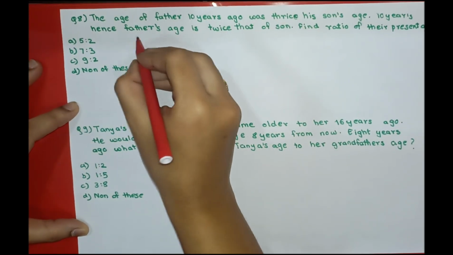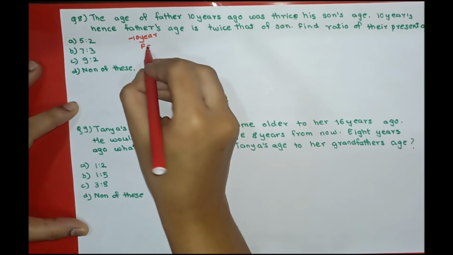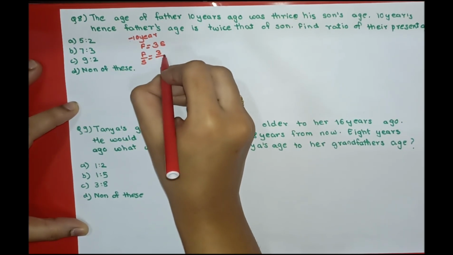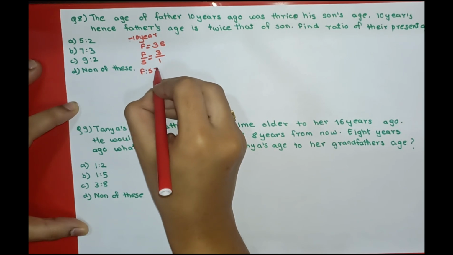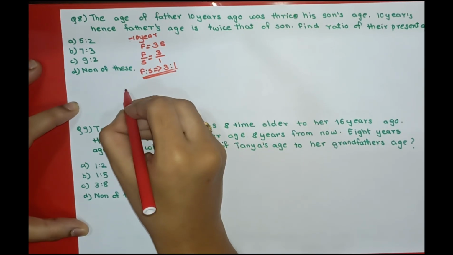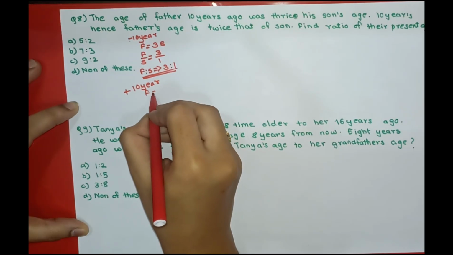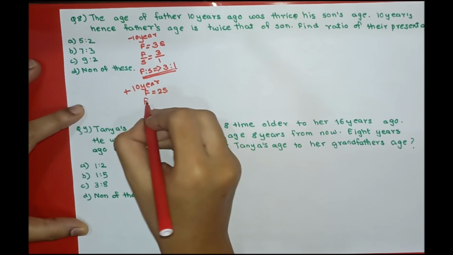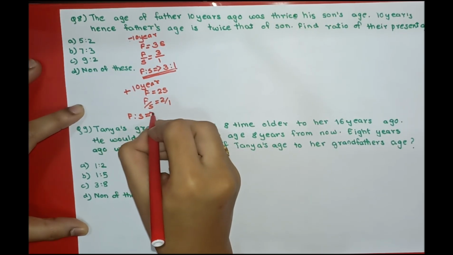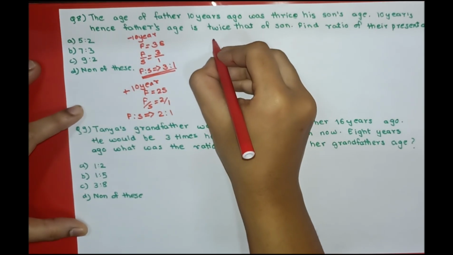So, this was 10 years ago. The father's age was thrice his son's age. So, father by son, you can find the ratio. F is to S, it is 3:1. This was 10 years ago. And 10 years hence, the father's age is twice his son's age. So you can write it as father is to son's age ratio after 10 years. It is 2:1. So let's try to find out their age.